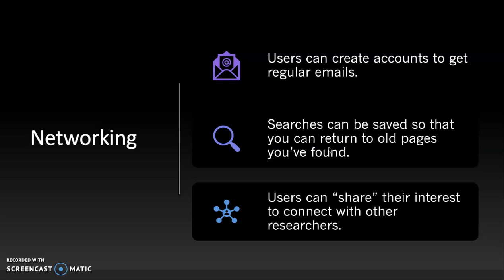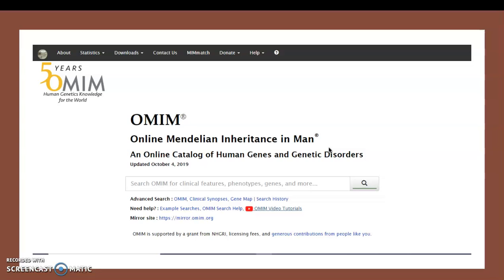Probably the coolest thing about OMIM is that you can use it a bit like a social networking site. So you can create an account and get regular emails about anything that you expressed your interest in. You can save searches that may have taken you a really long time to find and you want to be able to get back to quickly. And you can share your interests with other researchers or doctors who may have patients or interests with similar genes or symptoms.